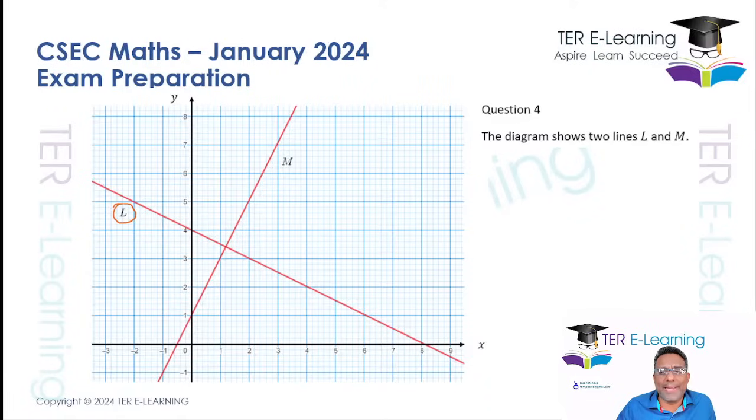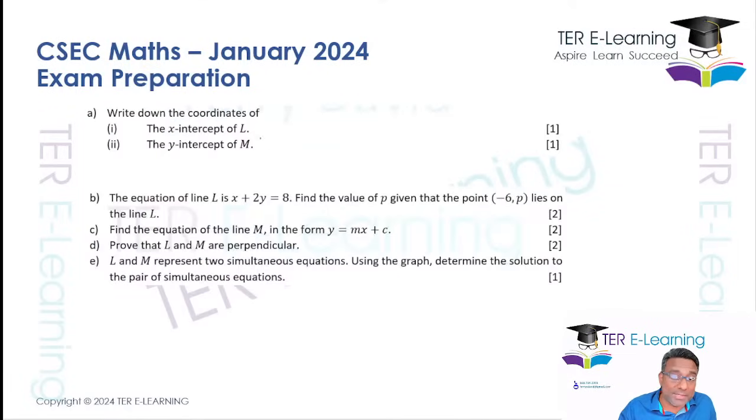What are the coordinates of that line L? Right? Some of you are having some trouble with this, right? Most people have it correct. So the x-intercept is where do I cut my x-axis? It's cutting here. So that coordinate is actually 8, 0. You always write down your x coordinate first. So the answer for this part here is going to be 8, 0.